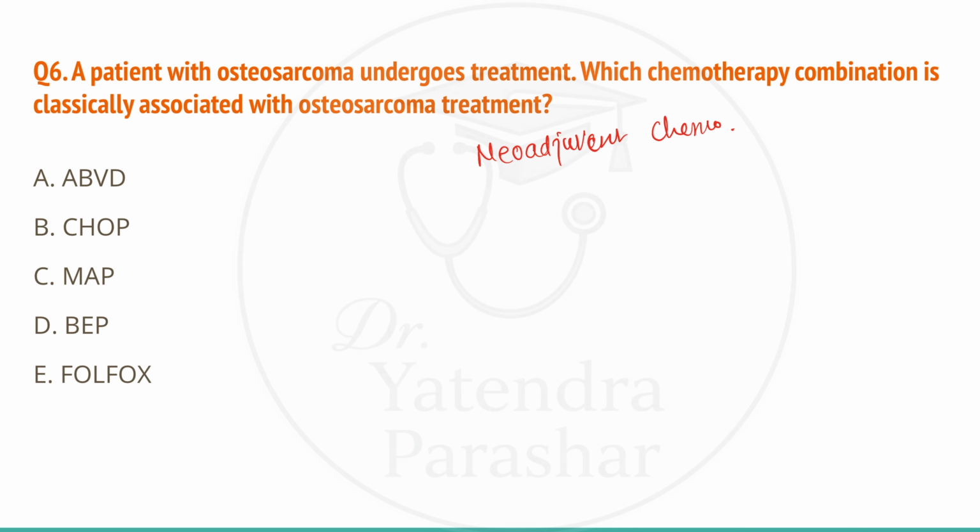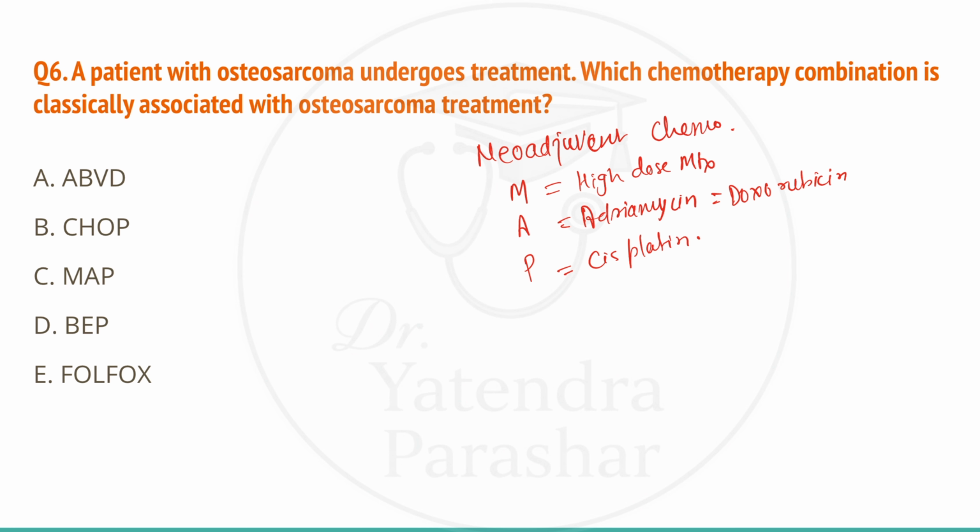The chemotherapy most commonly used in the treatment of osteosarcoma is the combination of high dose methotrexate, Adriamycin, that is doxorubicin, and cisplatin. High dose methotrexate, Adriamycin or doxorubicin, and cisplatin. So option C is the correct option.